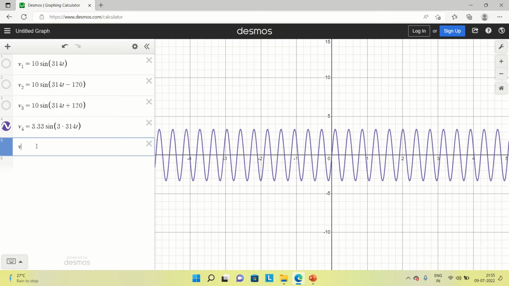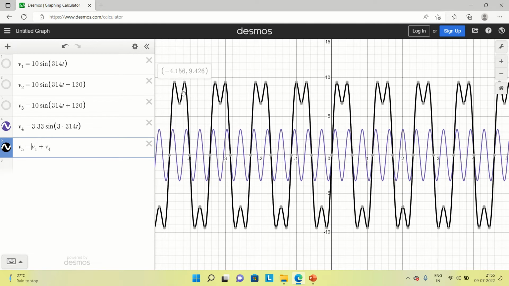Fundamental here is V1 plus third harmonic is V4. So let me combine these two here. Let's represent this as V5. Have a look at this waveform.